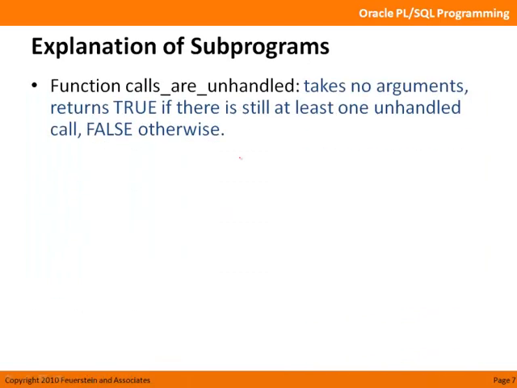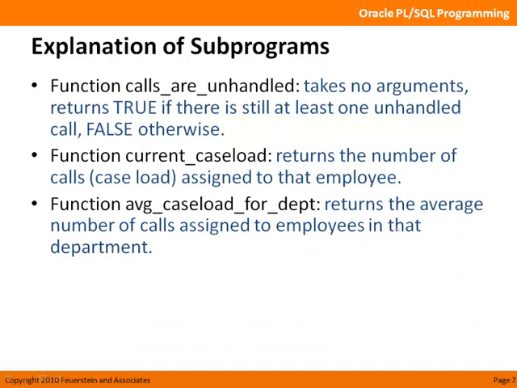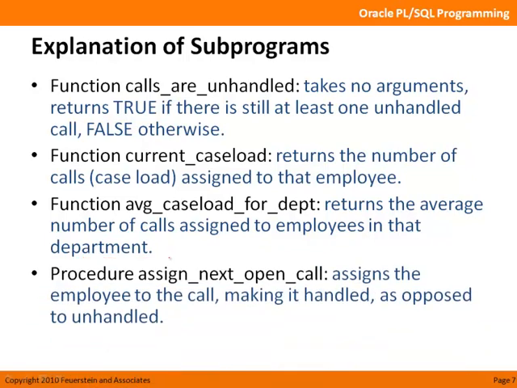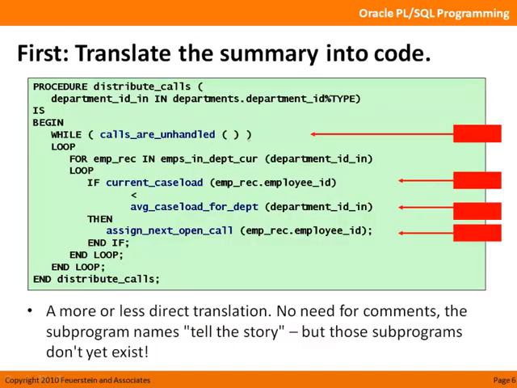So first of all, an explanation. My calls are unhandled function. It takes no arguments, and it returns true if there is still at least one unhandled call, false otherwise. Current caseload returns the number of calls assigned to that employee. So I have to pass in the employee ID, get back that person's caseload. Average caseload for department. That should return the average number of calls assigned to the employees in that department. And finally, assign the next open call. It assigns the employee to that call, making it handled as opposed to unhandled. So I've got a basic idea of what needs to happen. I've thought about what needs to go in, what needs to go out of each of my programs.